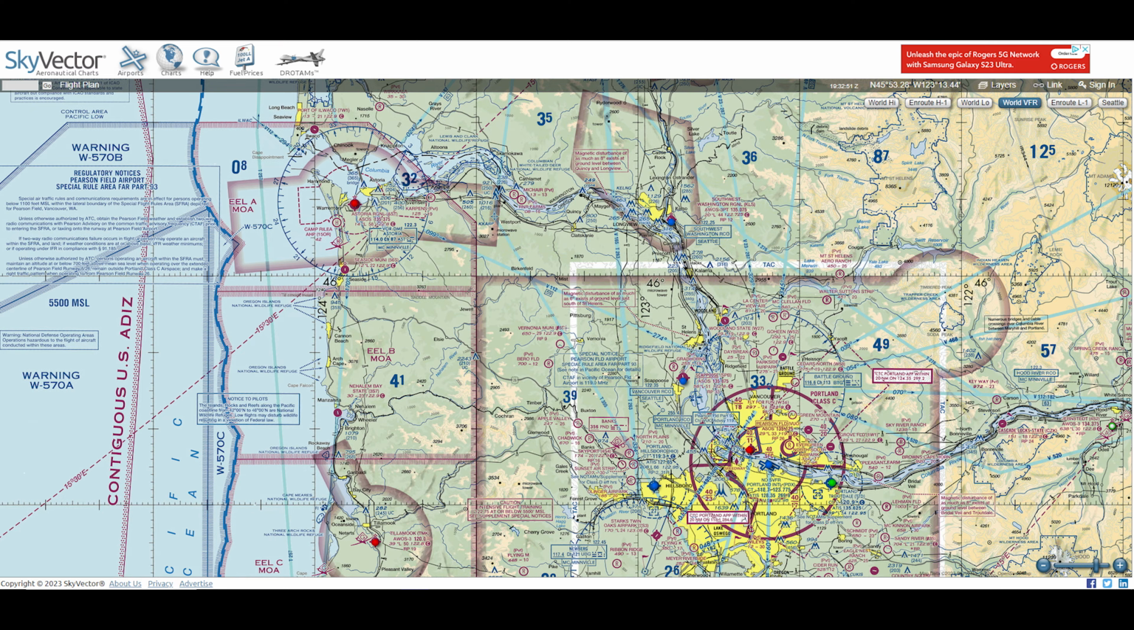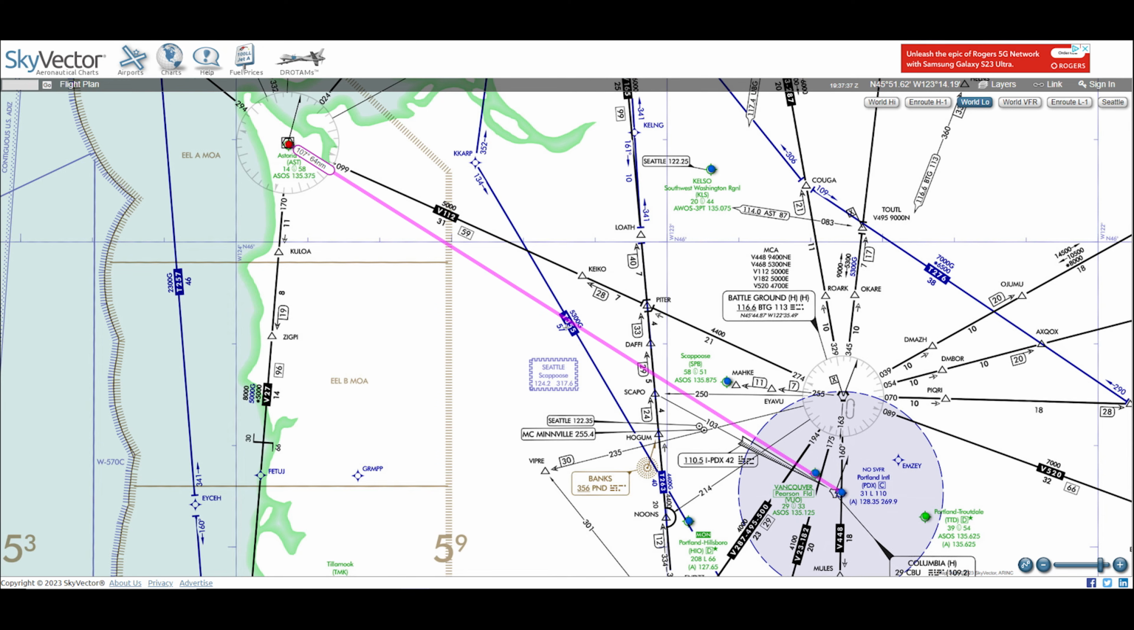Today we're going to fly from Astoria to Portland, Oregon, and we're going to do it in X-Plane 12. We're going to take the Beechcraft Baron 58, and it should be about a half-hour flight. When we switch over to the IFR chart for this route, we can see that minimum altitudes are around 5,000 or 5,300 feet.